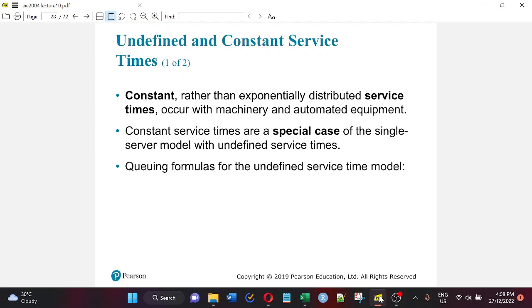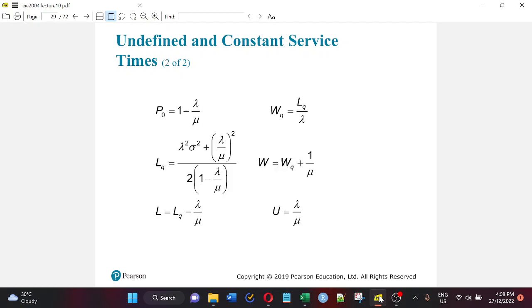The constant service time is a special case of a single server model with undefined service time. So the queuing formula for the undefined service time model is given by this. I'm not going to read all this formula, but it's adequate that you know. You can refer to this formula and then do the calculation in Microsoft Excel. That is what I did for the last hour. I just did it myself. I looked at the formula and then I just typed it in.